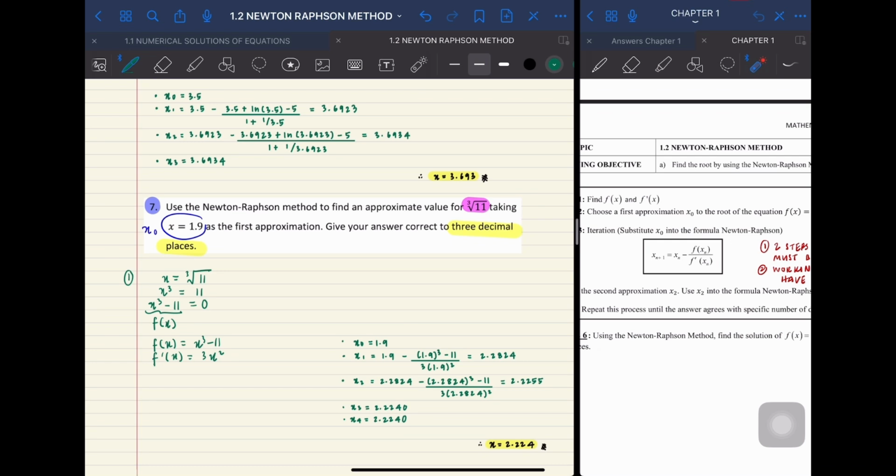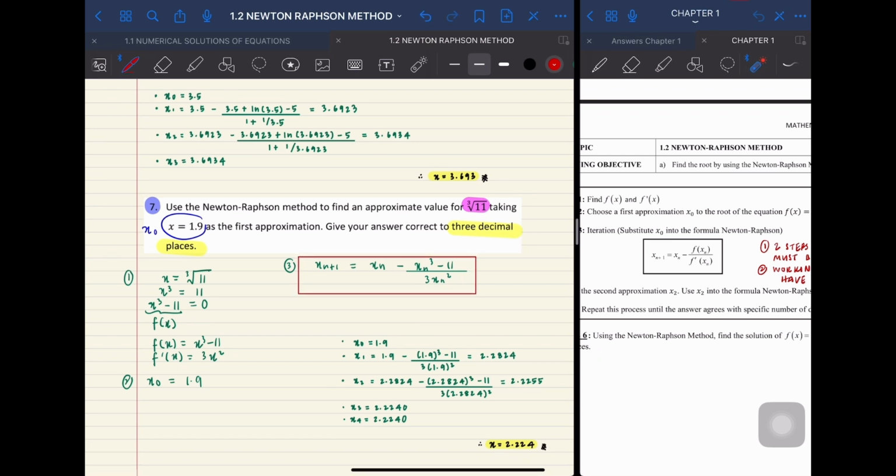Okay, so your second step, you have the first approximation value, which is 1.9. So you can just proceed to step 3, insert into the formula. x(n+1) equal to xn minus (xn cubed minus 11) divided by 3xn squared. So this is the formula for this question.